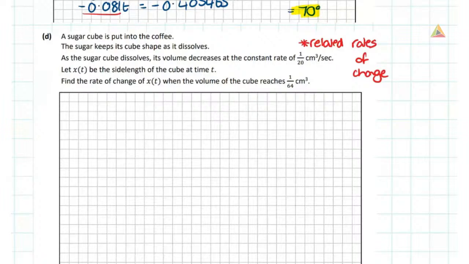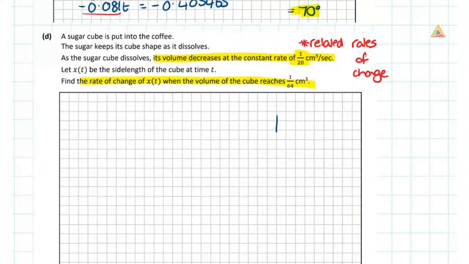We've a sugar cube and it's put into coffee. The sugar keeps its cube shape as it dissolves. As it dissolves, its volume decreases at a constant rate. So the minute I see rate, I know it's a rate of change question. X is the side length of the cube, and we want to find the rate of change of X when the volume of the cube reaches that.